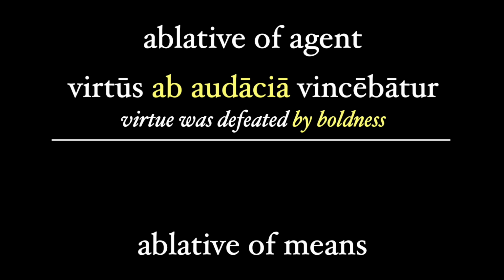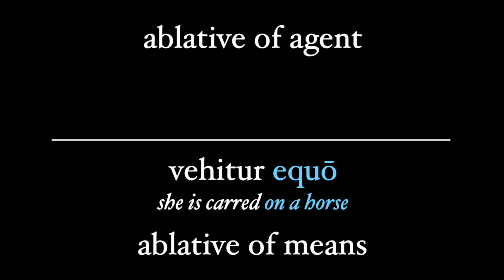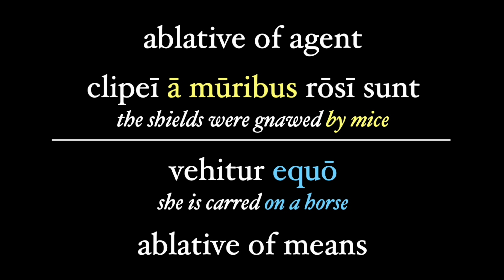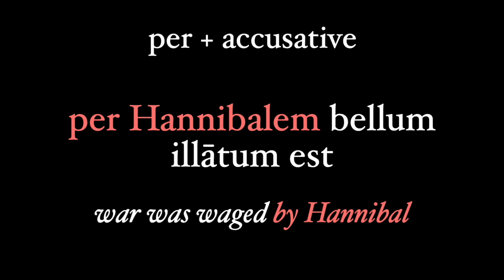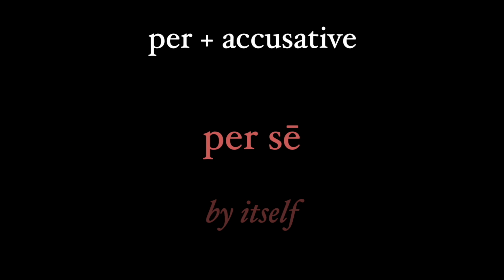Animals can go either way, and it really depends on their role in the sentence. She is carried on a horse would probably be an ablative of means, vehitur equo, while the shields were gnawed by mice would require an ablative of agent, clipei a muribus rosi sunt. We can also use the preposition per, which takes the accusative case, to show means or agent. Per Hannibalem bellum illatum est. War was waged by Hannibal. And this is where the great English phrase per se, by itself, comes from.